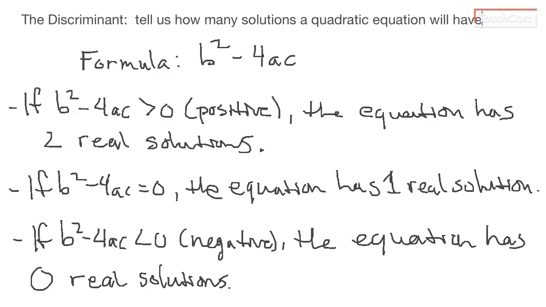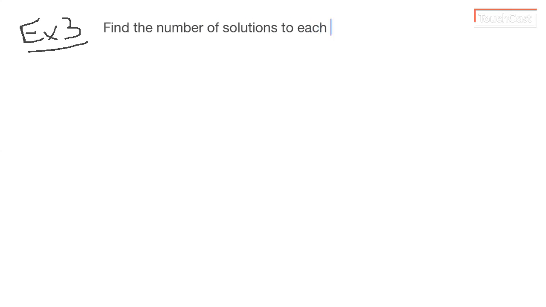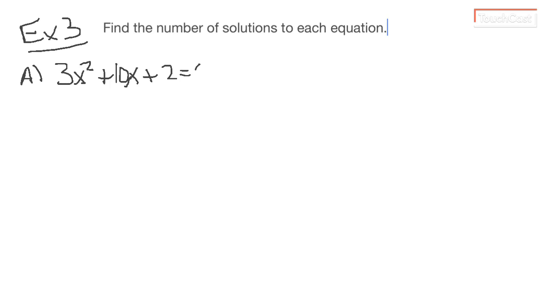So now let's look at our third example, which is just to find the number of solutions to each equation. And we're going to utilize the discriminant for that. So first, we'll call it 3a. We're going to have 3x squared plus 10x plus 2 is equal to 0. We're not solving this for x. We're just finding how many solutions it has.